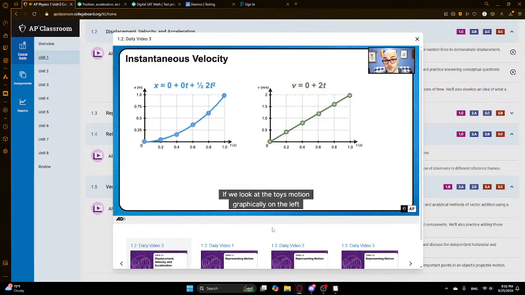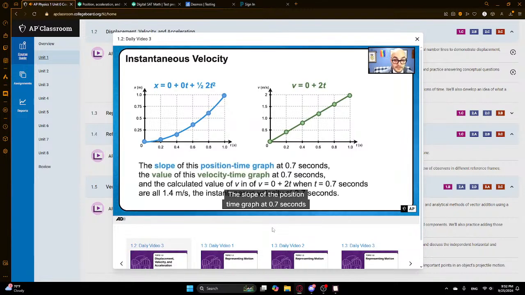If we look at the toy's motion graphically, on the left is the toy's position as a function of time. On the right is the toy's velocity as a function of time. The slope of the position time graph at 0.7 seconds is equal to the value of the velocity time graph at t equals 0.7 seconds. And it's also equal to our calculated instantaneous velocity at 0.7 seconds. The slope of a position time graph, the value of a velocity time graph, and a calculated velocity at a particular time all describe the same thing.